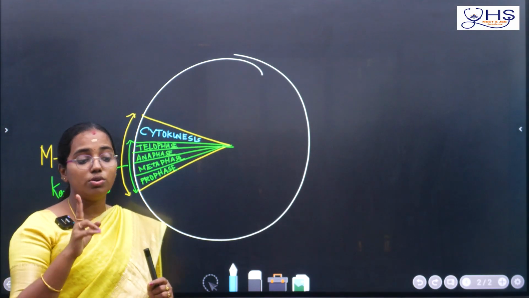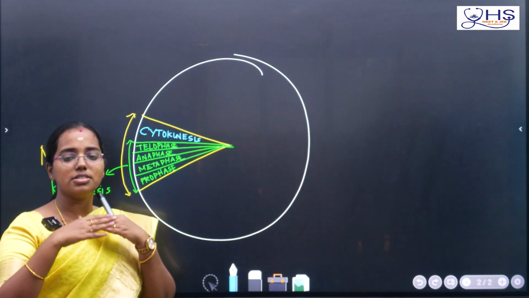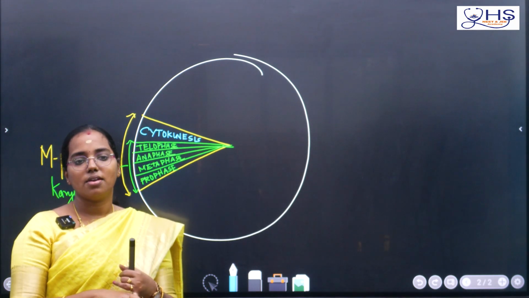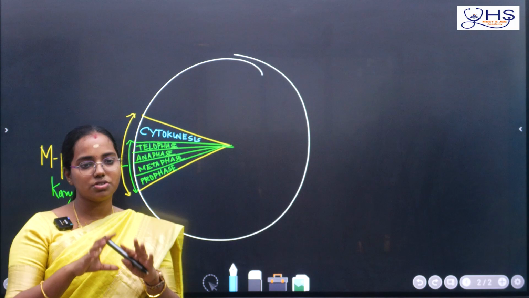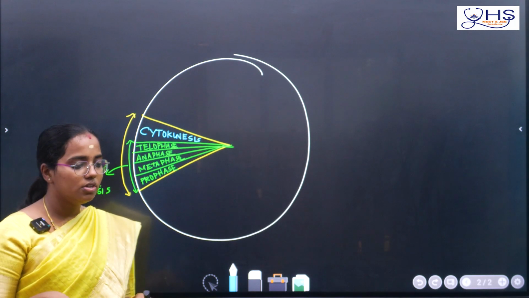Is there any type in cytokinesis? Yes, there are two types of cytoplasmic division. One is furrow division, another one is plate formation. Plate formation takes place only in plant cells, whereas furrow division is common in animal cells or cells without a cell wall.